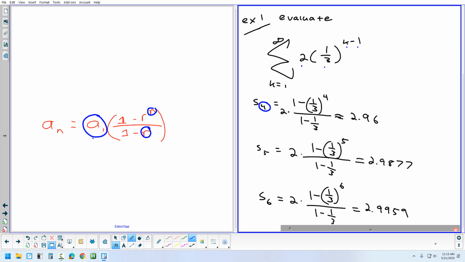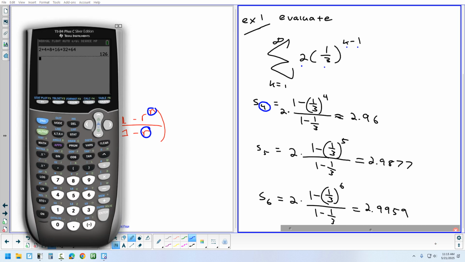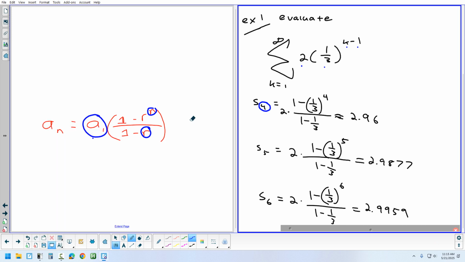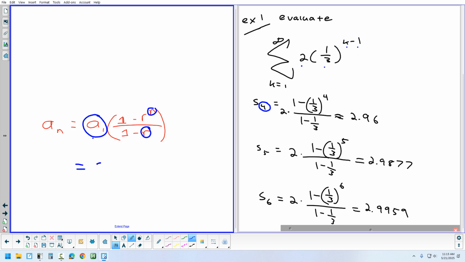Now, if you didn't want to have to calculate those by hand, you can put that into the calculator as a formula. You would want to type this in. You are going to have to use x instead of n as your variable.